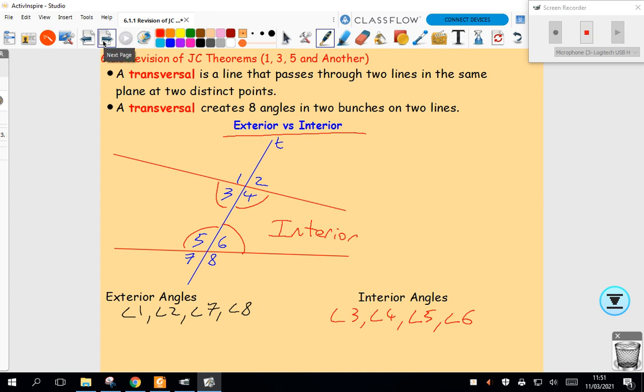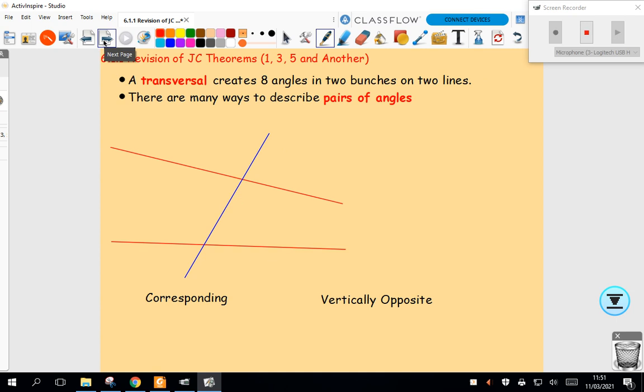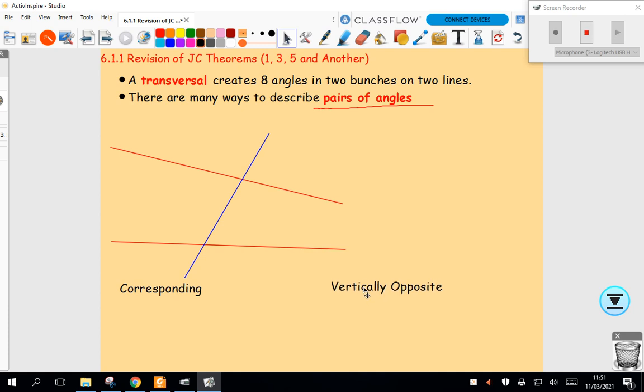The other thing we need to talk about is how to describe pairs of angles. There are lots of different ways to describe pairs of angles, and the language is very important here. You need to use the correct language all the time when you're describing pairs of angles. Again, I'm just going to number these 8 angles that are formed so that I can describe them properly. I'm going to talk about pairs of corresponding angles first of all.